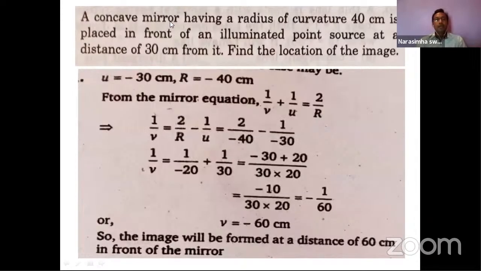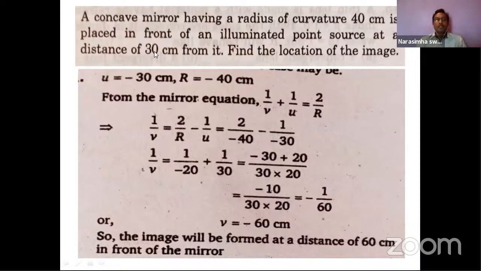A concave mirror having a radius of curvature 40 centimeters is placed in front of an illuminated point source at a distance of 30 centimeters from it. Find the location of the image. What did you understand here? Radius of curvature is given, R value 40.